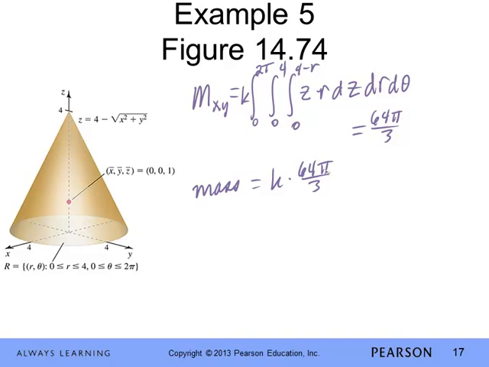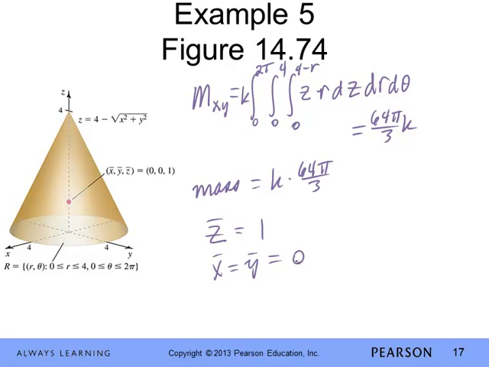So it turns out that the moment is the same as the mass. So z bar is going to be equal to just 1. And of course, x bar and y bar were both equal to 0. So that's why (0, 0, 1) are the coordinates for the center of mass for that solid, with constant density.